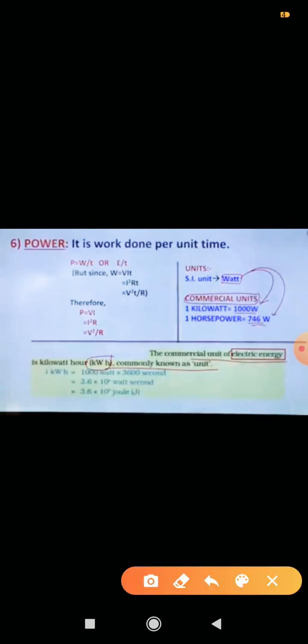What is this? The kilowatt hour. 1 kilowatt hour is equal to, as we studied in 9th standard, 3.6 into 10 raised to 6 joule. Here the derivation is also given. You can read it afterwards.